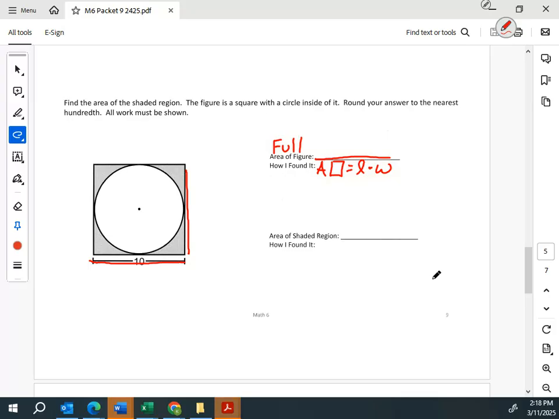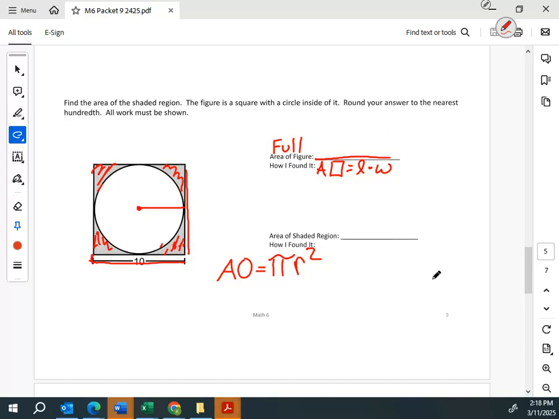Now, to find the shaded area, I don't have a formula for us for these goofy shapes. That is the shaded area, but I can tell you how to find the area of the white circle. To find the area of a circle, you do pi times r squared. Now, r is our radius, from the middle of the circle over to the side.